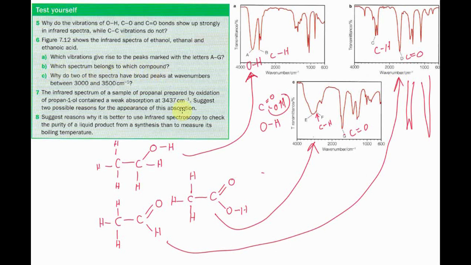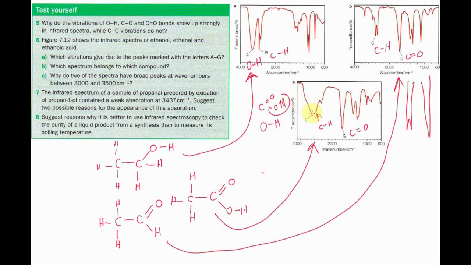Which spectrum belongs to which compound? Well, we've done that. Why do two of the spectra have broad peaks at wave numbers between 3000 and 3500? So we're talking about the OH peak there. And why do they have broad peaks? It's because of the hydrogen bonding. In the alcohol, you get hydrogen bonding, and that leads to this broad peak.